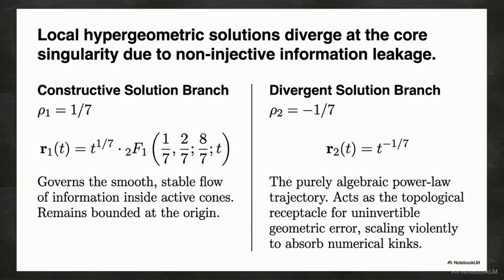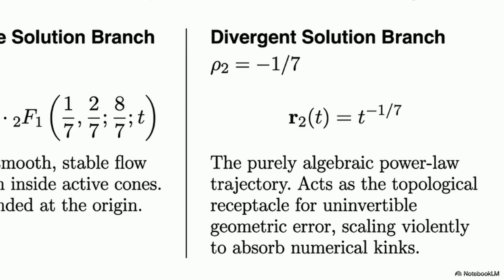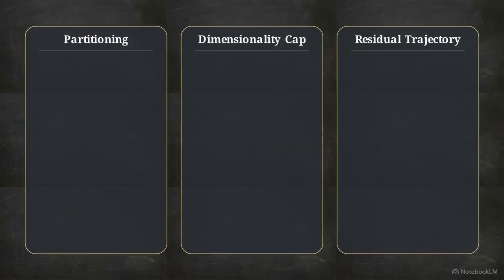Near the core singularity, local solutions split into a stable branch and a violently divergent branch. The divergent branch, R2, scales to -1/7. This trajectory acts as a topological shock absorber, scaling up to swallow numerical kinks generated by non-injective information leakage. The entire J-space pipeline operates on this precise balancing act.